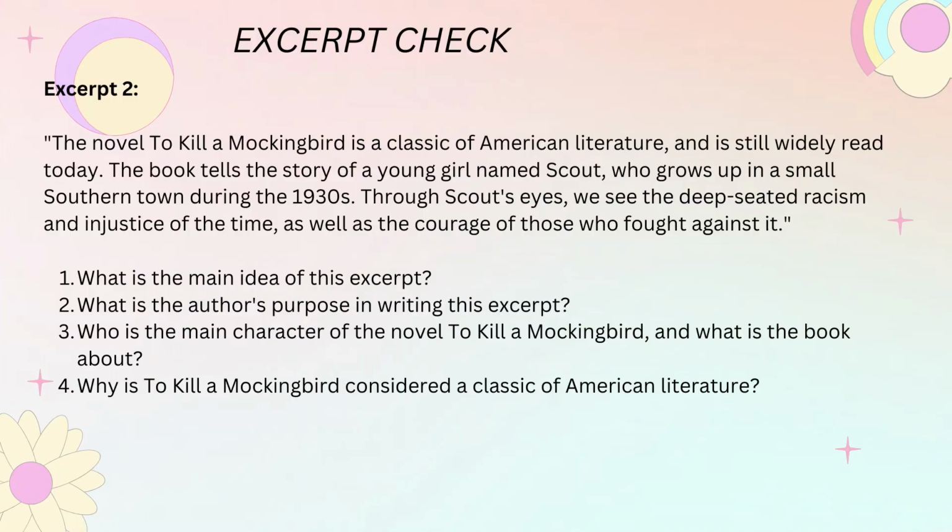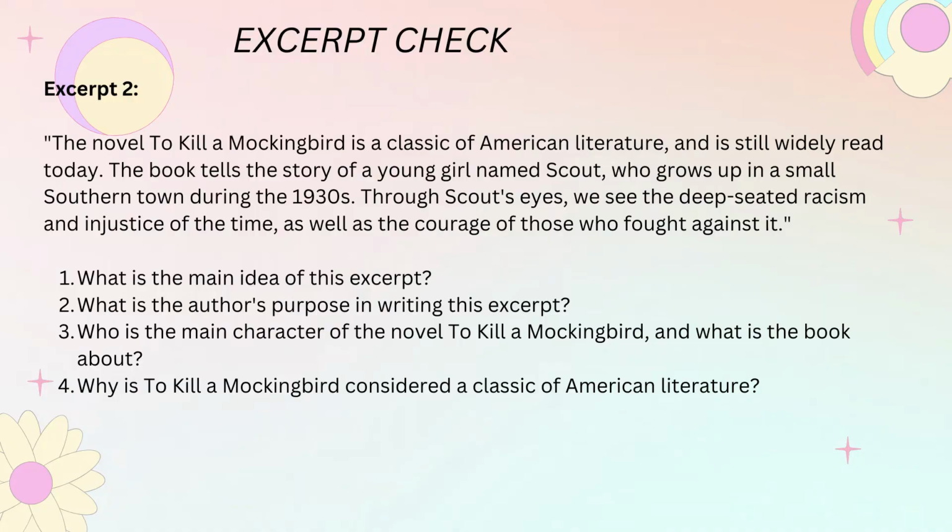Now, let us try this excerpt. Excerpt 2. The novel To Kill a Mockingbird is a classic of American literature, and is still widely read today. The book tells the story of a young girl named Scout, who grows up in a small southern town during the 1930s. Through Scout's eyes, we see the deep-seated racism and injustice of the time, as well as the courage of those who fought against it.